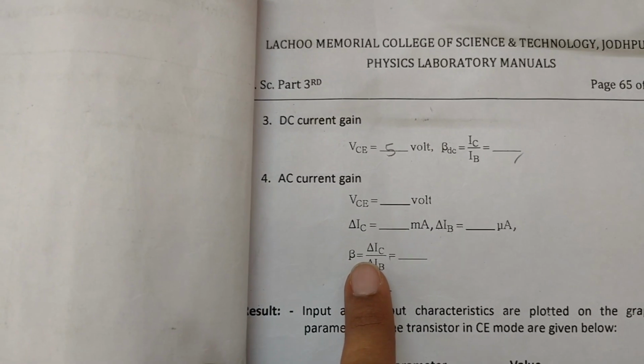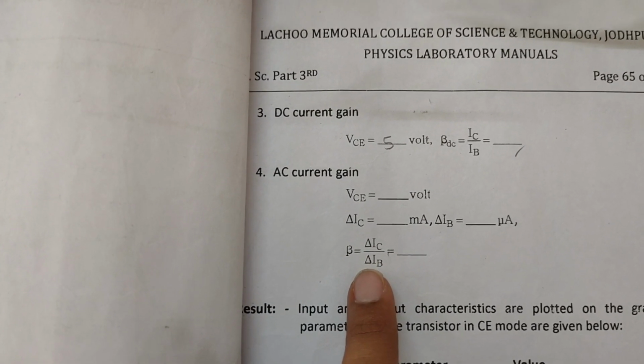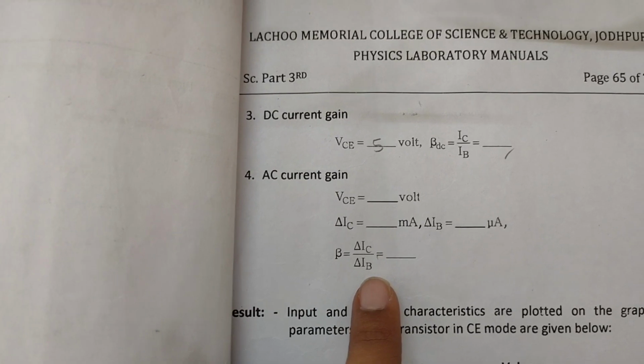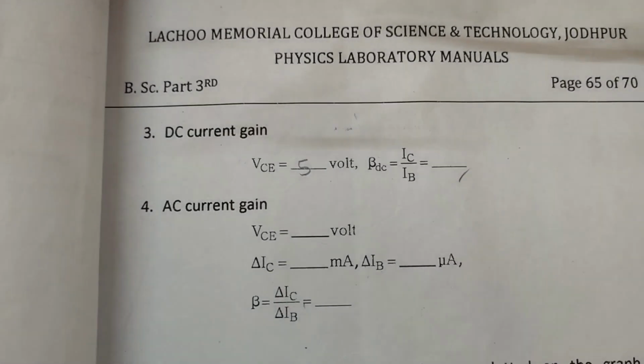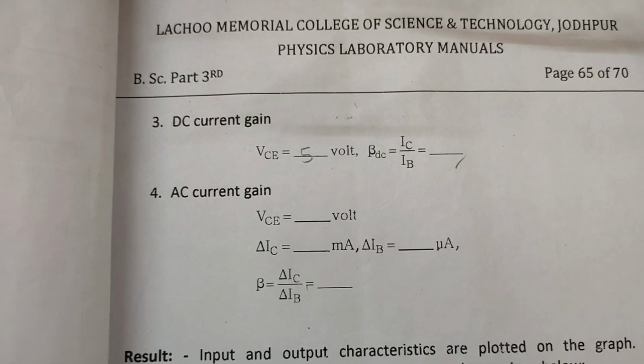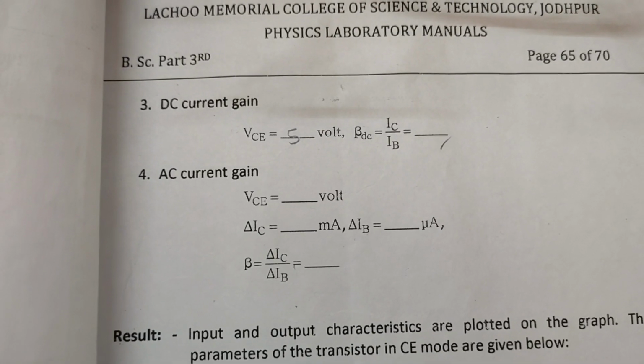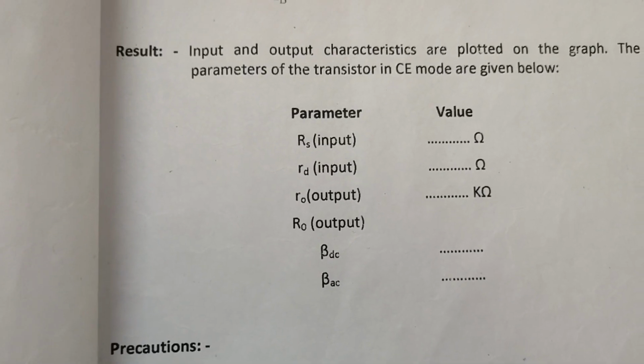What is beta? Beta is our current gain. The AC current gain is called beta. Beta is defined as delta IC by delta IB. It is the AC current gain. And the DC current gain is also calculated: beta DC is IC by IB, and beta AC is delta IC by delta IB. Both are calculated and written as the result.